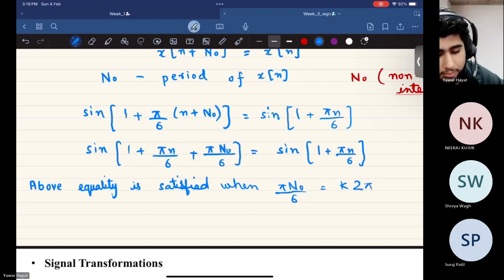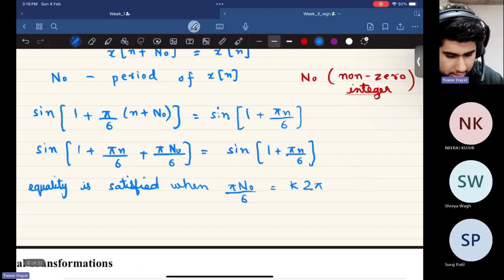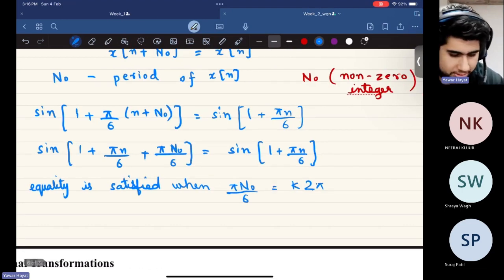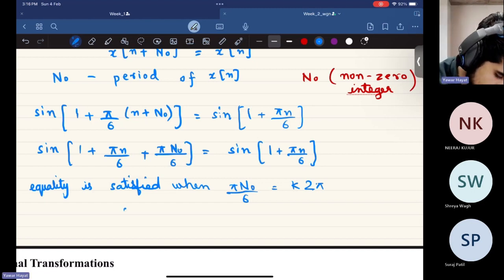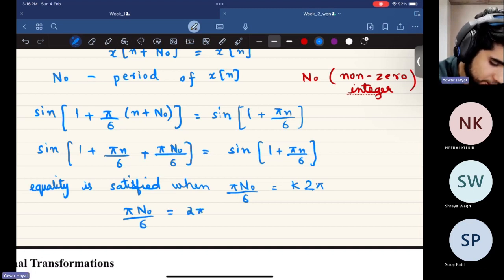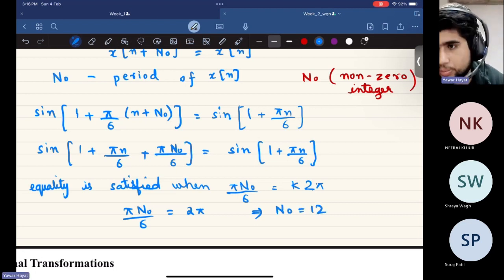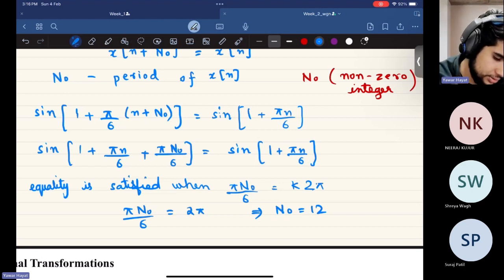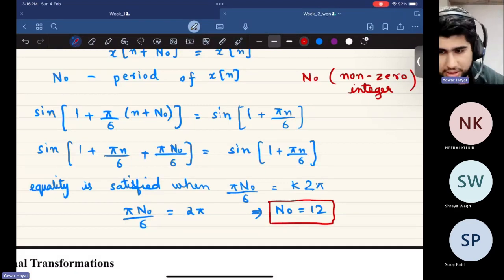We are not interested in zero, otherwise zero would also be a solution, right? We are interested in finding a non-zero integer. So we'll take the smallest case, 2 pi. So if pi n naught by 6 is 2 pi, this gives n naught as 12, which Neeraj pointed out in the chat as well, right? So that is how we compute the period of the signal.